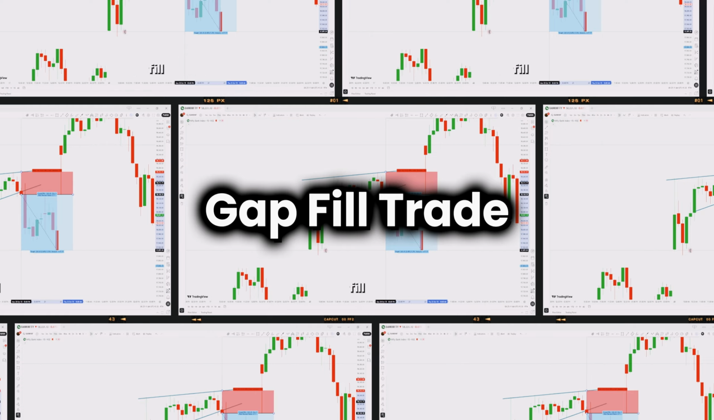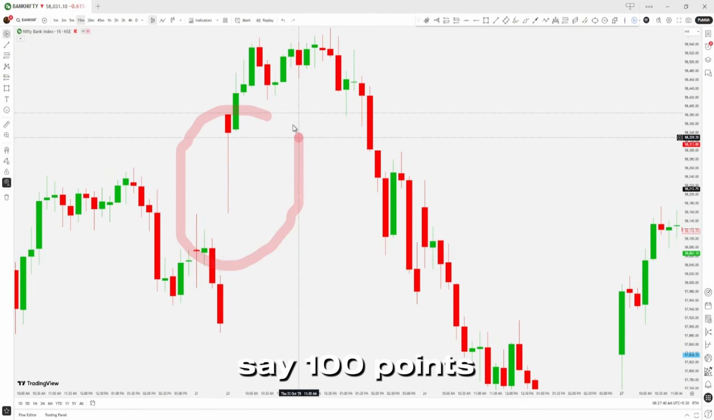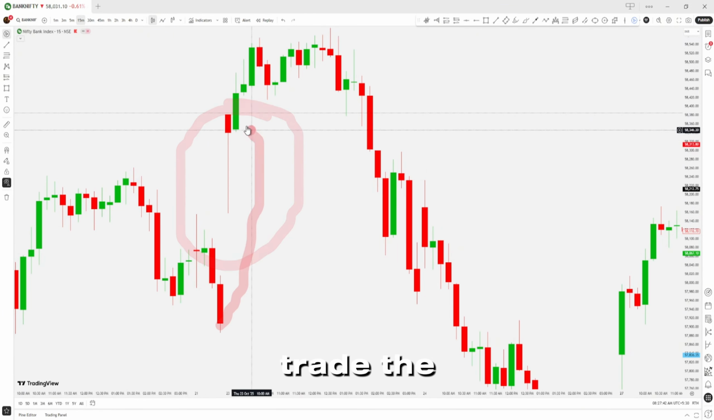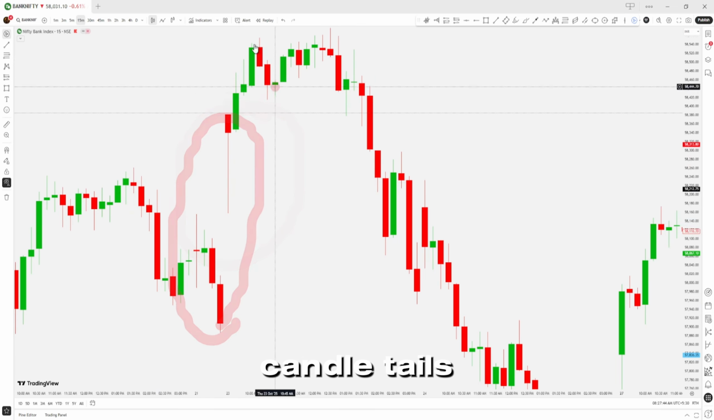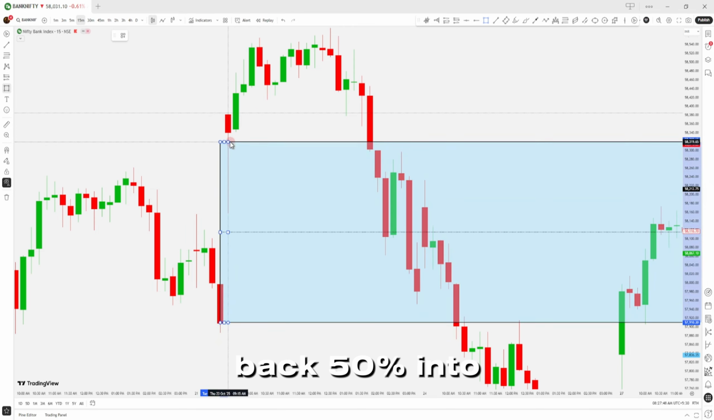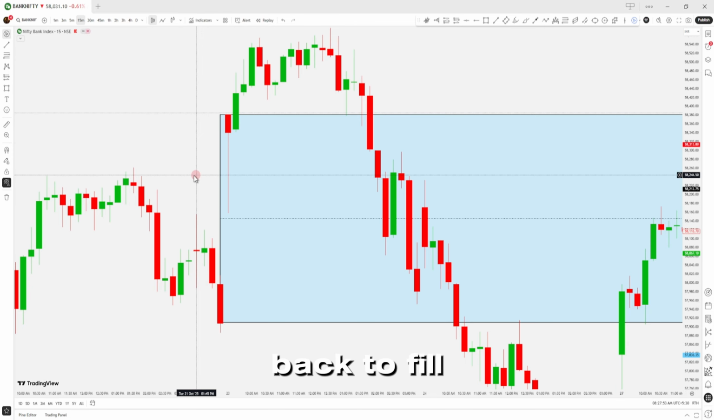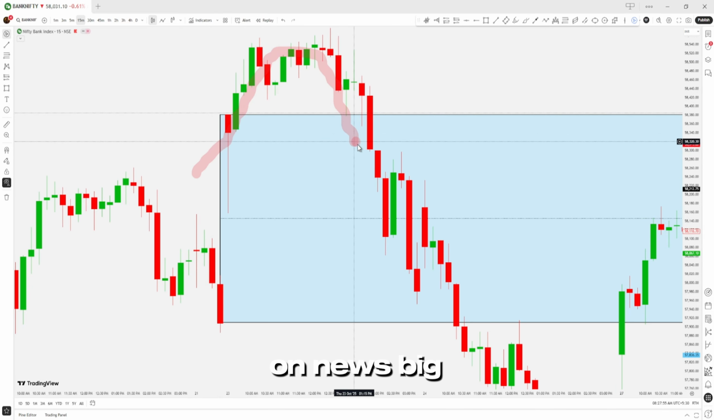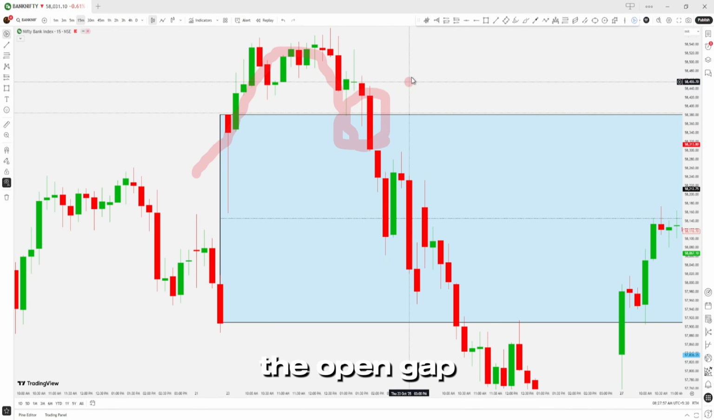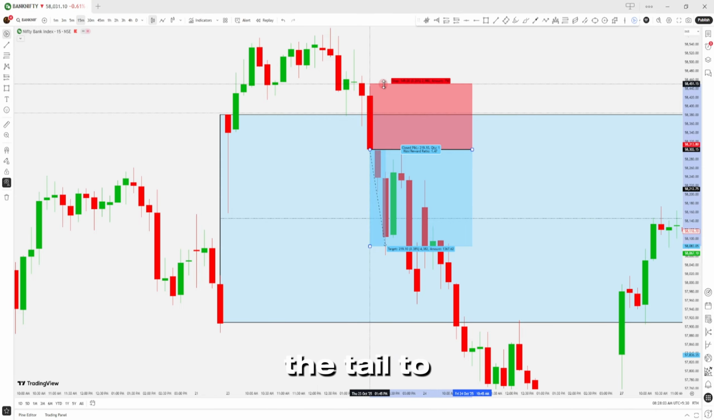Last, the gap fill trade. Price gaps open away from the close, say 100 points up, but you trade the fill back if the first candle tails into the gap. The open candle has a wick back 50% into the gap, closing weak. Why it works? Gaps pull back to fill fair value, especially on news. Big players fade the open gap to get better prices. Small traders chase the gap direction. Big money waits for the tail to fill.